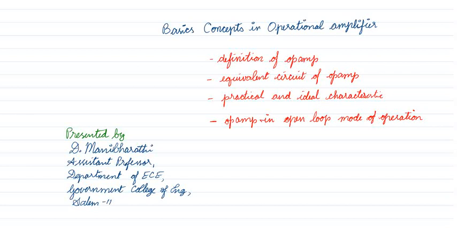In this video, we are going to see about the basic concepts in operational amplifier. Operational amplifier is a very important IC, integrated circuit in analog electronics. I can say you can do any application by just using a single operational amplifier. In this video, we are going to look at the definition of Opamp, equivalent circuit of Opamp, practical and ideal characteristic of Opamp, and how an op-amp is used in open loop mode of operation.